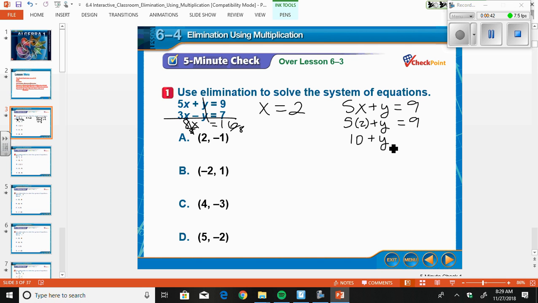So 10 plus y equals 9. I subtract 10 from both sides. Now I'm left with y equals -1. So I have the point 2, -1. Our answer here is A.